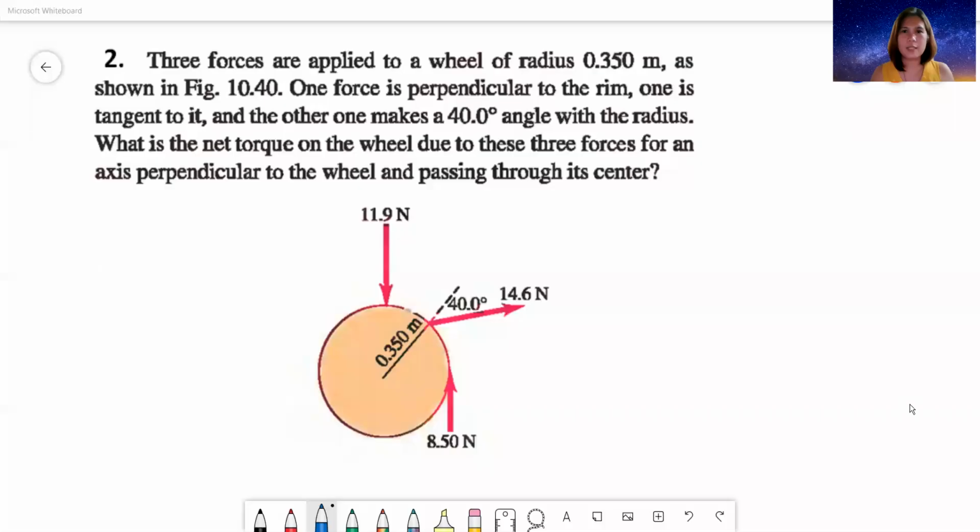Okay, so in this lecture video, I'll be discussing an example on circular object. Net torque pa rin siya. Ayan.